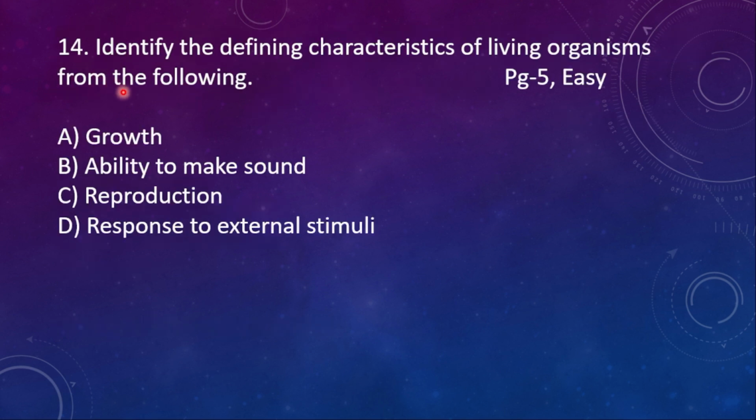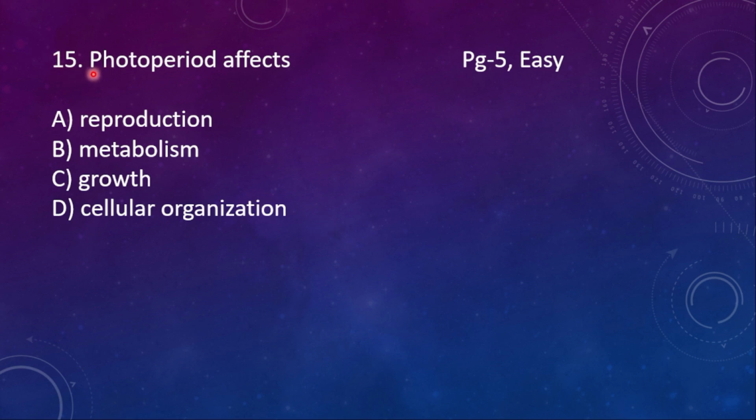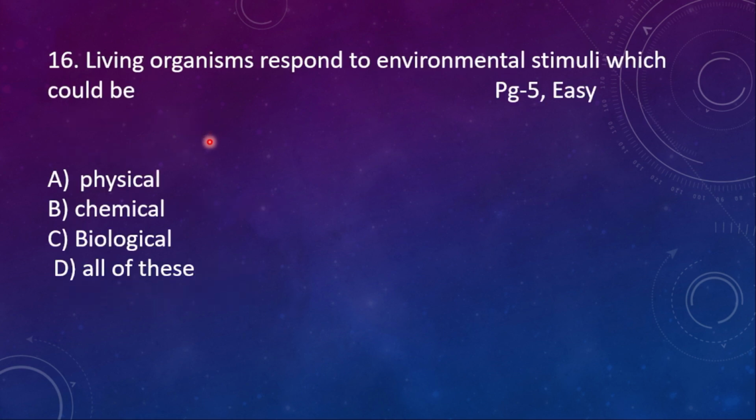The 14th one: identify the defining characteristic of living organisms from the following. Growth, ability to make sound, reproduction, response to external stimuli. Among these, which one is the defining character? The defining character is response to external stimuli. The 15th question: photoperiod affects reproduction, metabolism, growth and cellular organization. Photoperiod affects what? Reproduction. So option A is correct.